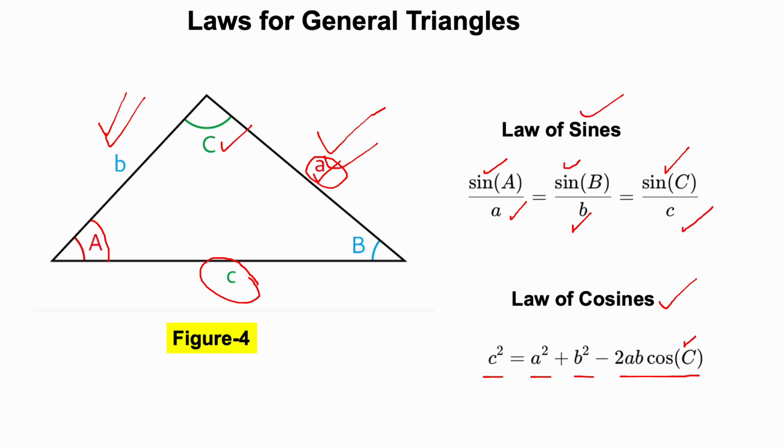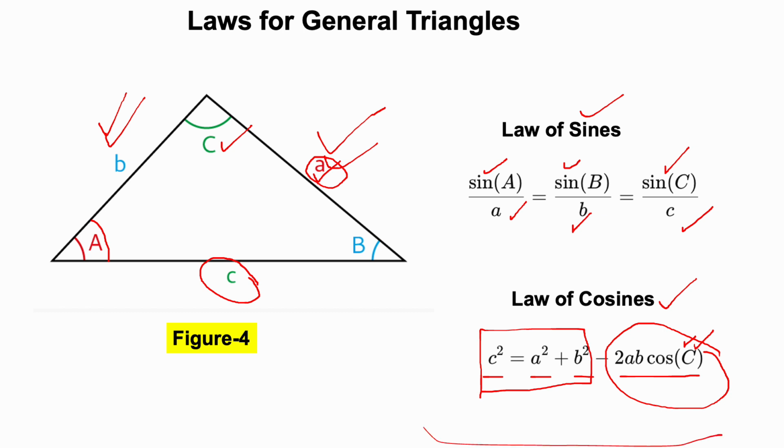Now, if C is 90, then the cosine term becomes 0, and you will end up with the relation C squared equals A squared plus B squared, which is for a normal 90-degree right triangle. But because in this case the angle C can be any arbitrary angle, if you use the law of cosines, you can find the value of C. So, it is very important to use the right angle. This is the included angle.